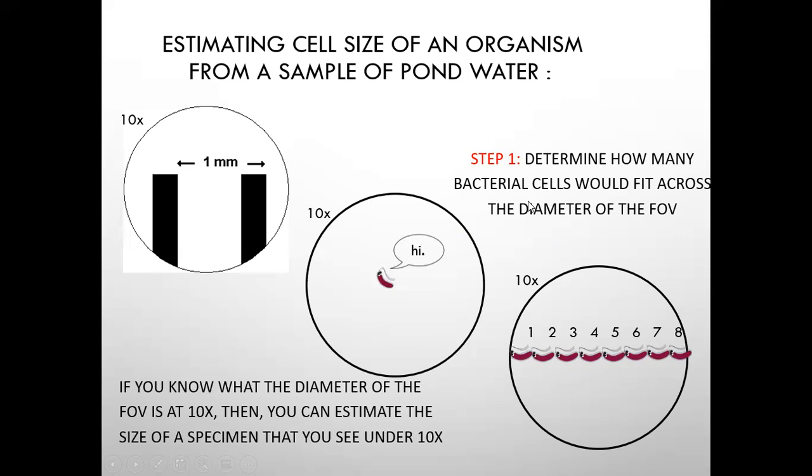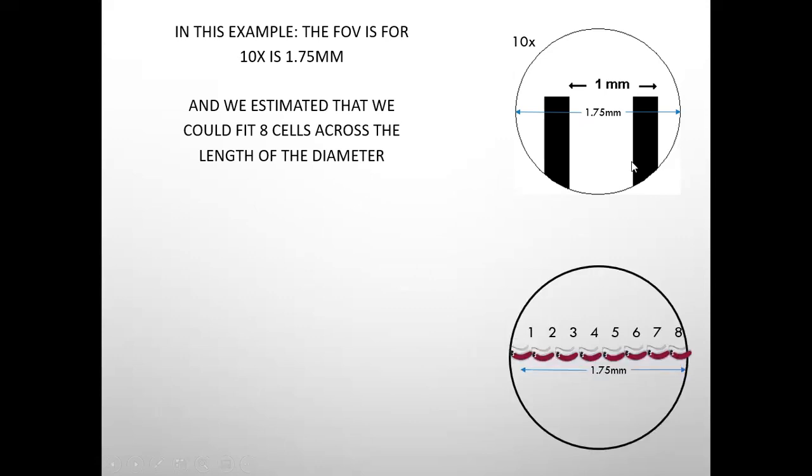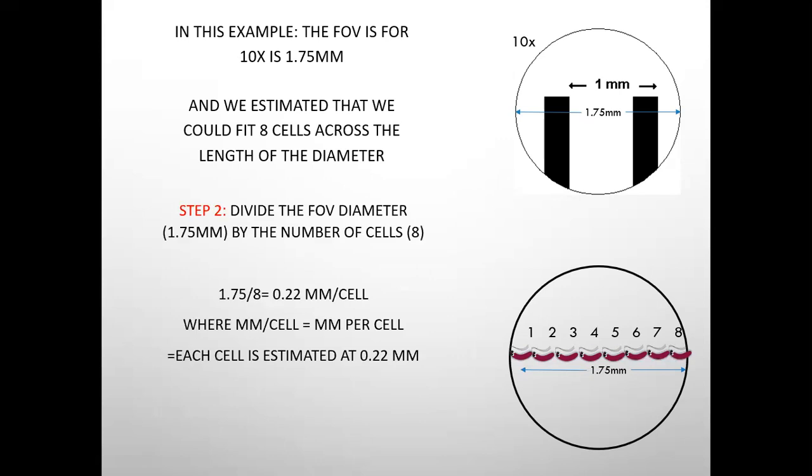Okay. And we could simply measure this field of view. Here it's going to be 1.75. All right. And we estimated that 8 cells could fit across there. Okay. And we're simply going to divide. Okay. So if we divide the field of view by the number of cells, we're going to get 0.22 millimeters per cell, which is essentially telling us that we are at 0.2 millimeters for the size of a cell.